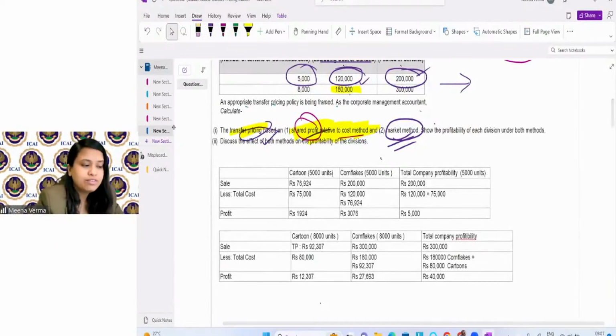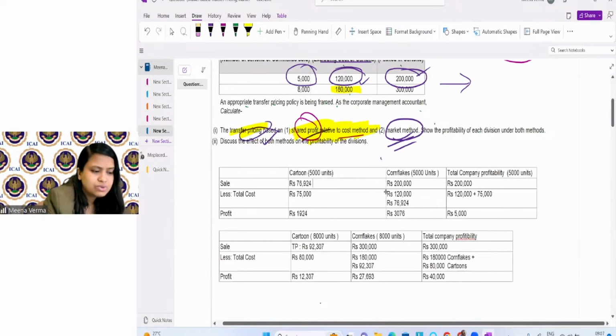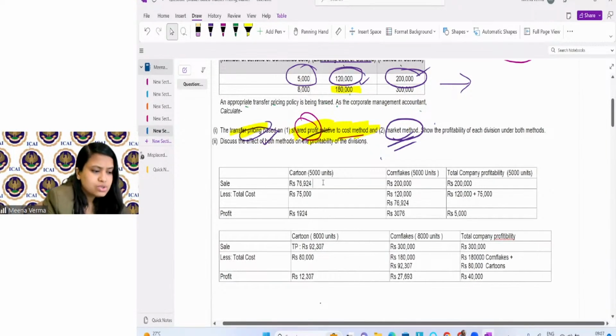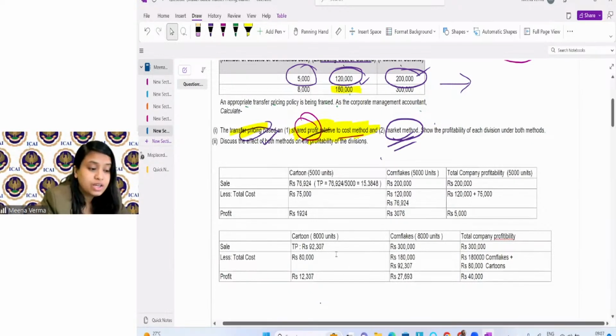One more thing, they have calculated the transfer price per unit also. Give me one minute, let me help you see, because in the explanation they have calculated the transfer price per unit. So let's do the calculation per unit also. What is the transfer price here per unit? 76,924 divided by the number of units, 5,000. So this is coming as 15.3848.